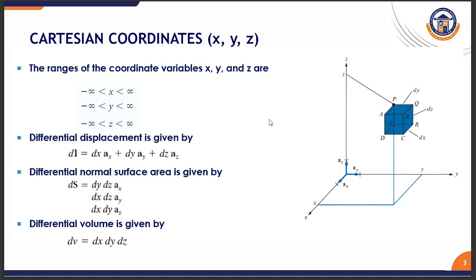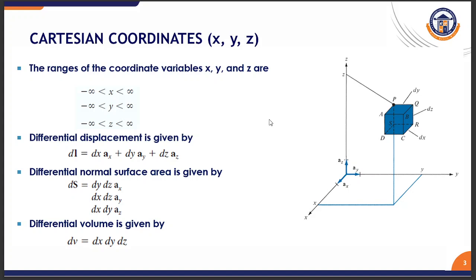The next is the differential displacement, that is dl. It is the vector distance between the point P of x, y, z and the nearby point Q of x plus dx, y plus dy, and z plus dz. So it is defined as dl equals dx ax vector plus dy ay vector plus dz az vector.